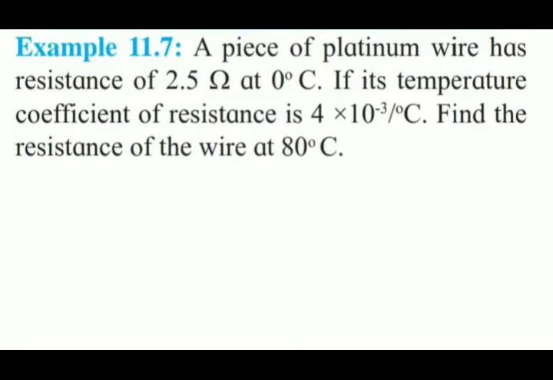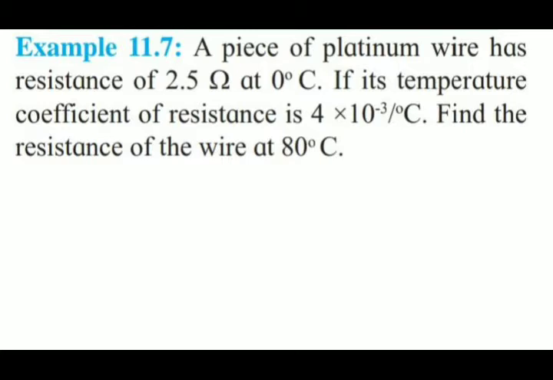Here is the example: a piece of platinum wire has a resistance of 2.5 ohm at 0 degree Celsius. If its temperature coefficient of resistance is 4 into 10 raised to minus 3 per degree Celsius, find the resistance of the wire at 80 degree Celsius. So first of all, let's see the solution.